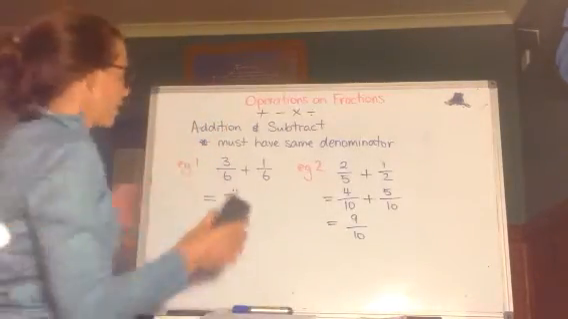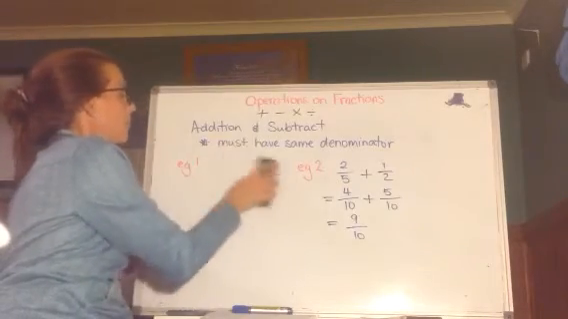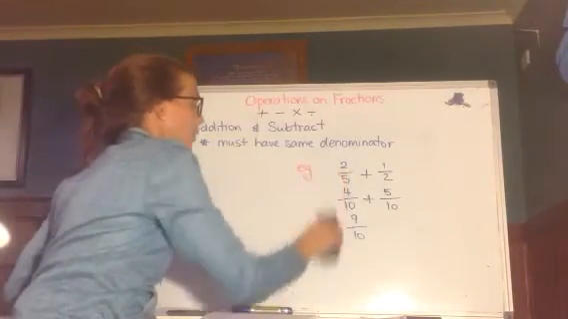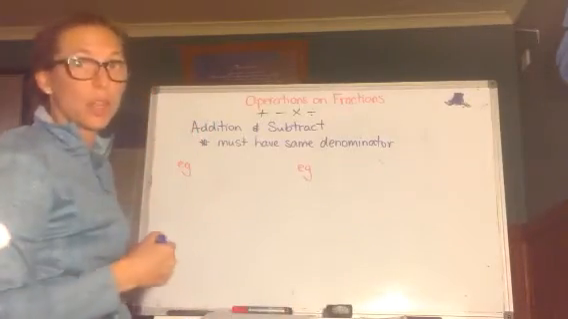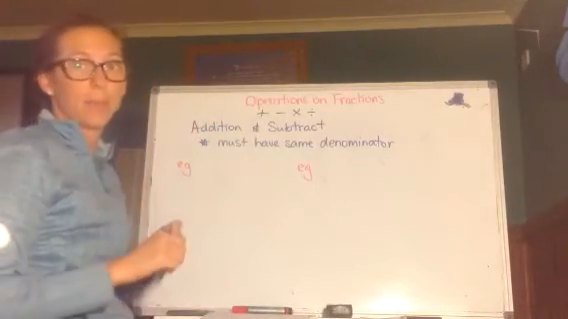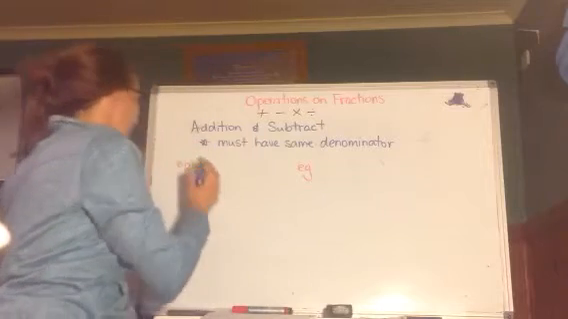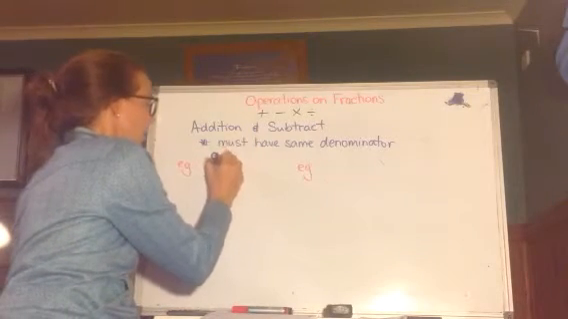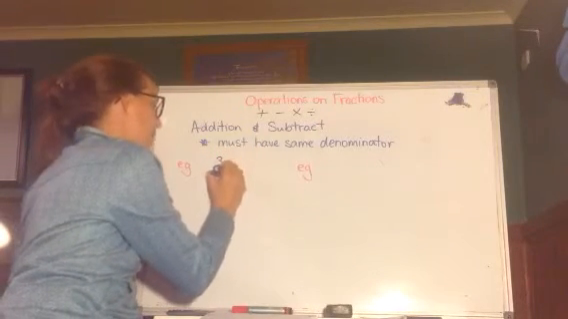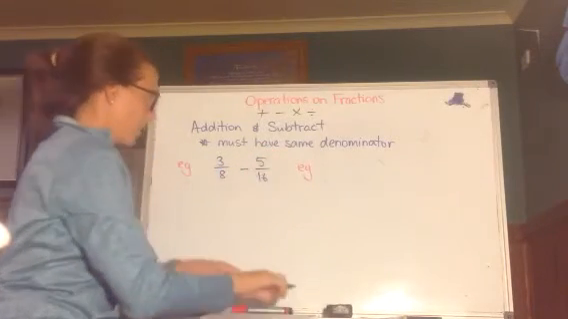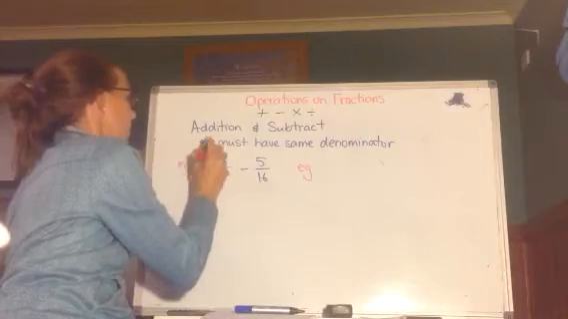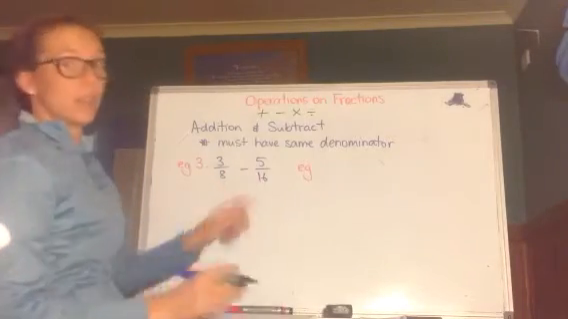While you're figuring that out in your head, I'm going to pop up a couple of subtraction examples. Now subtraction works exactly the same as addition. You have to have a same denominator. So let's have a look at 3 on 8, subtract 5 on 16. Oops, this is example 3. 8 and 16 are not the same.